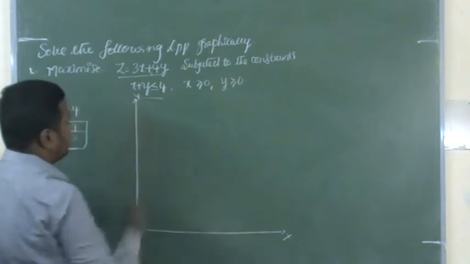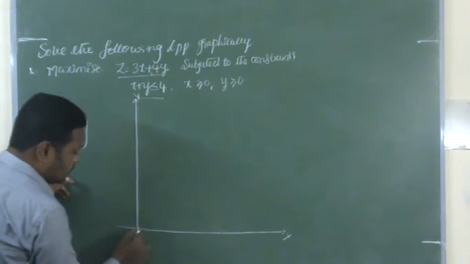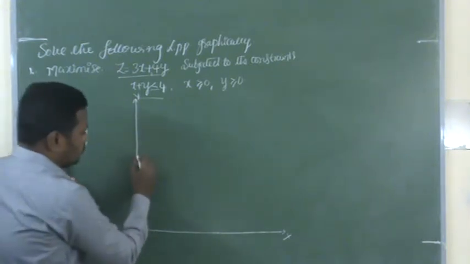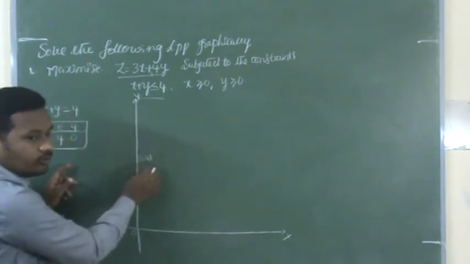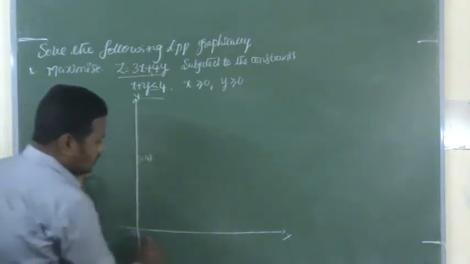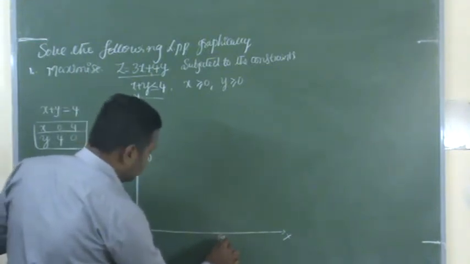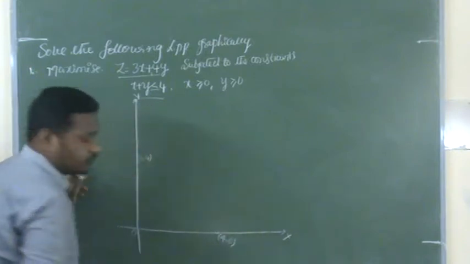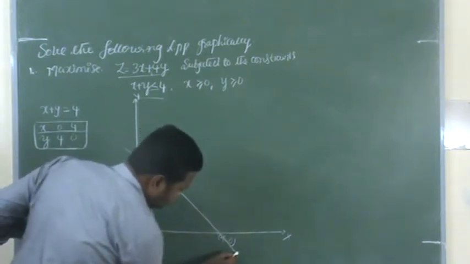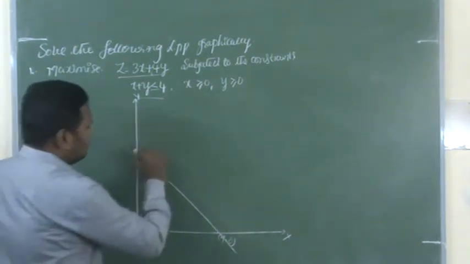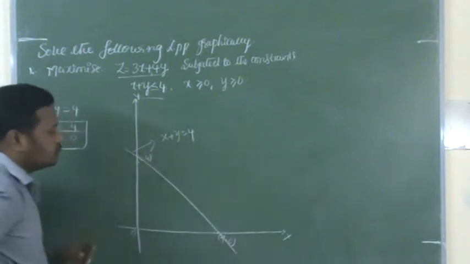Now draw the x axis and y axis. When x equals 0, y equals 4. This is the point (0, 4), and when y equals 0, x equals 4. This is (4, 0). This is the equation of the line x plus y equals 4.